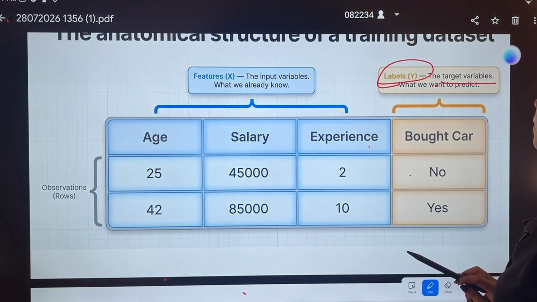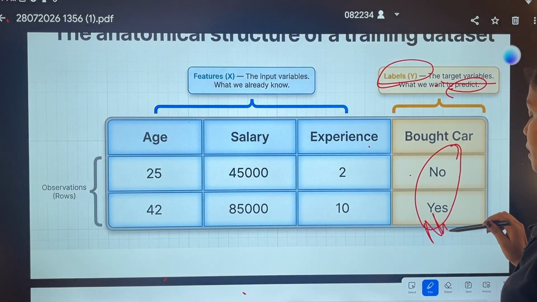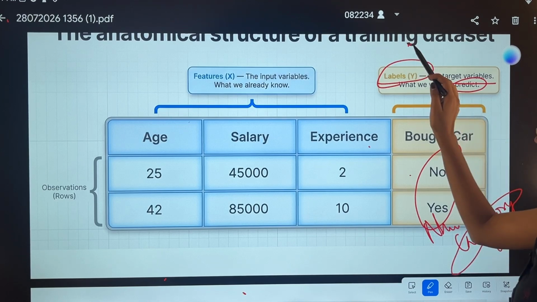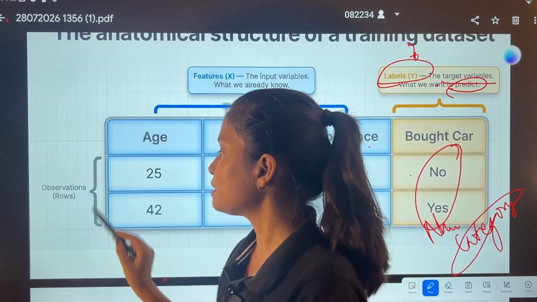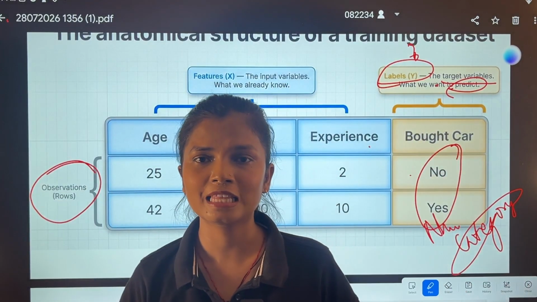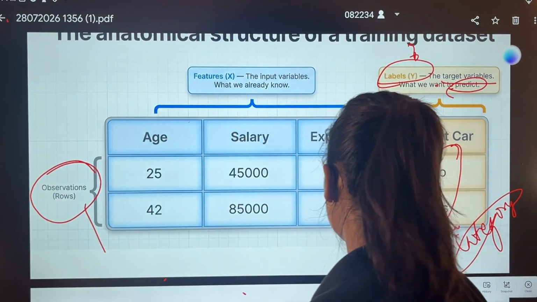The label is the target variable that you are trying to predict, and it can be anything. It can be a number, it can be a category, but you should know what your label is, what is the final output that you are trying to predict. Next is observation. Observations means how many rows you have, 15,000 or 15 million. So these are the three terms.